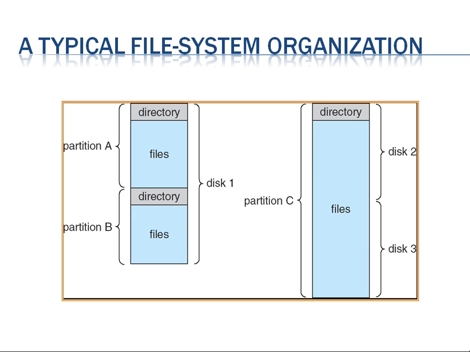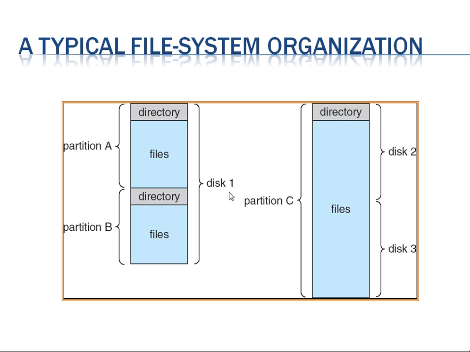A typical file system organization has been shown here. You have partitioned the memory into two partitions, where you have your disk 1, which is partitioned into two, partition A and partition 2. So this is how you can organize the file system. This is one way of organization. This is another way of organization.